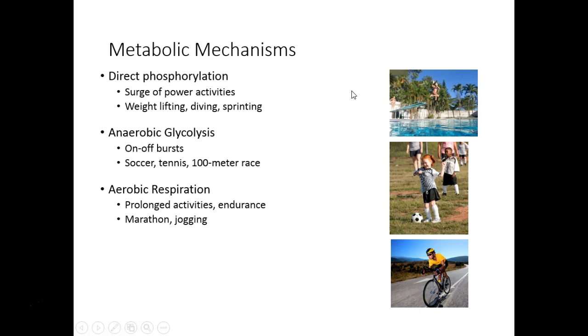But those prolonged activities that require endurance, such as running a marathon or jogging or biking or something that's going to keep you burning that ATP, using that energy for a long period of time, requires that we take those glucose molecules, convert them to pyruvic acid in glycolysis, and then enter the cell respiration cycle so that we can make lots and lots of ATP.